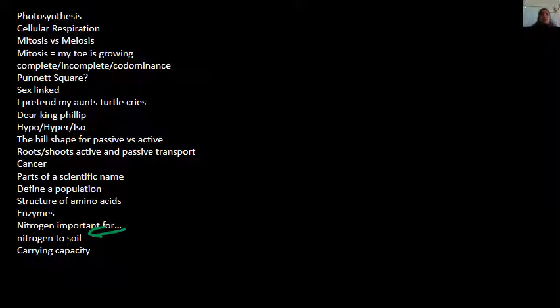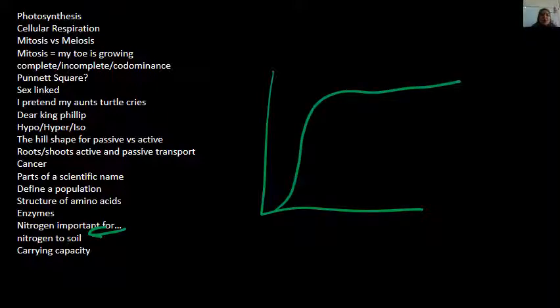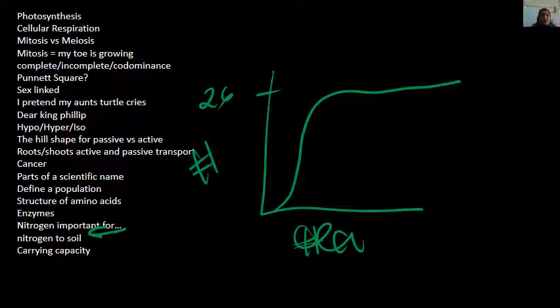The last thing you need to know is the carrying capacity. Carrying capacity is basically the highest number of organisms that can survive in an area. So for example, if here's 26, if this represents my classroom and this represents the number of chairs, the max number of individuals that I can keep in my classroom are going to be 26 people, because that's the maximum number of chairs.